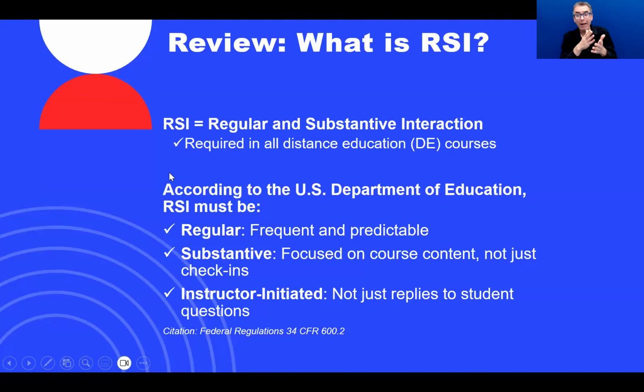So let's define regular really quickly. Earlier, there was a bit of uncertainty about that. So what is considered regular? For hybrid courses, regular would be once a week, but that's because it's a 50% online course. For fully online courses, it is at least 2 times a week, 2 separate RSI interactions per week.